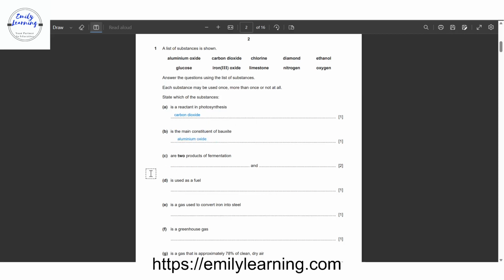Next, you are asked for two products of fermentation. In fermentation, glucose undergoes fermentation to produce ethanol. Carbon dioxide is also produced at the same time. So the two products of fermentation are both ethanol and carbon dioxide.